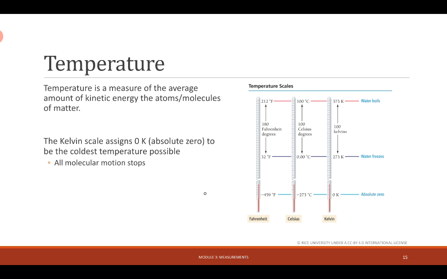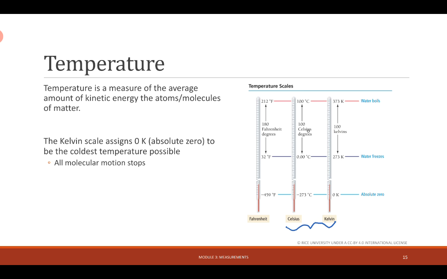Temperature is a measure of the average amount of kinetic energy the atoms or molecules have in a sample of matter. We will be working with primarily Celsius and Kelvin, and not so much Fahrenheit. Fahrenheit, though, is what weather reports in the United States are reported in. On a warm summer day, we are around 100 degrees or 115 degrees in Fresno. And then on a cold day, we might be around 40. So you're familiar with the Fahrenheit scale for temperatures.